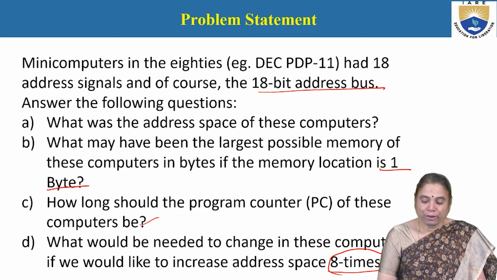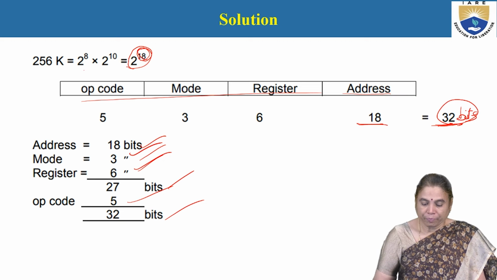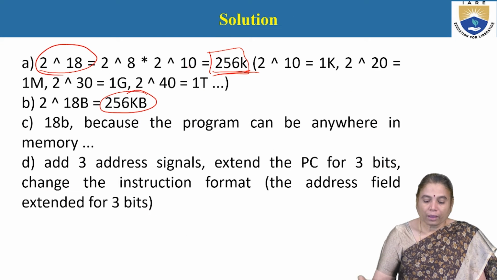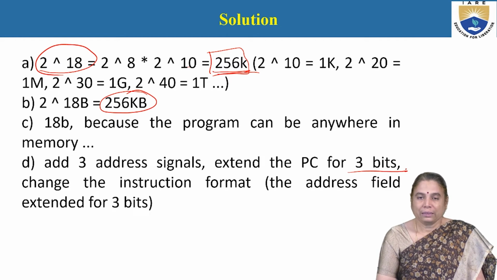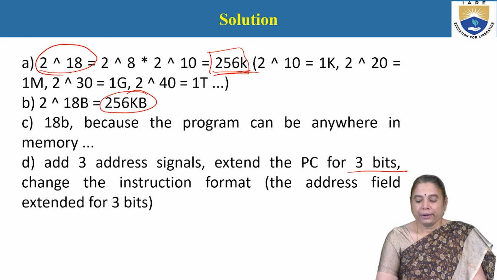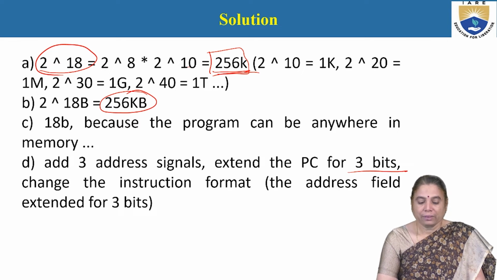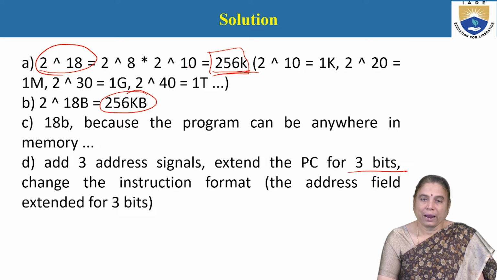What would be needed to change in these computers if you would like to increase the address space 8 times? So here add 3 address signals to extend the PC by 3 bits. So 2 power 3 is 8, so 8 times if you want to increase. So the instruction format has to be changed to accommodate 3 more bits.